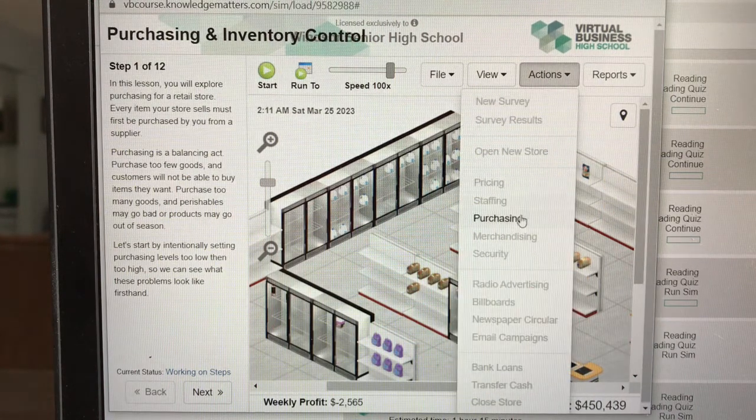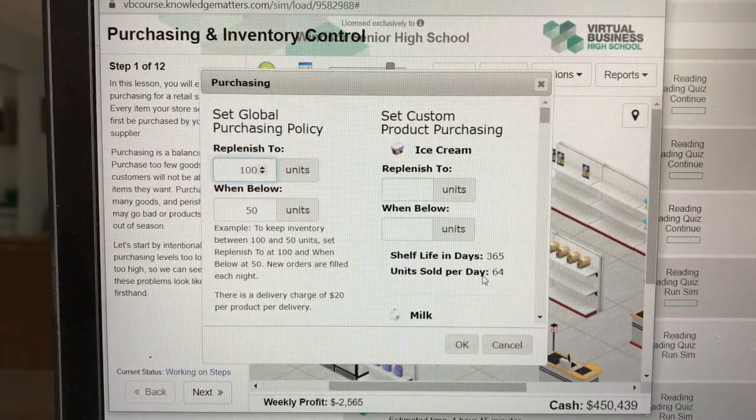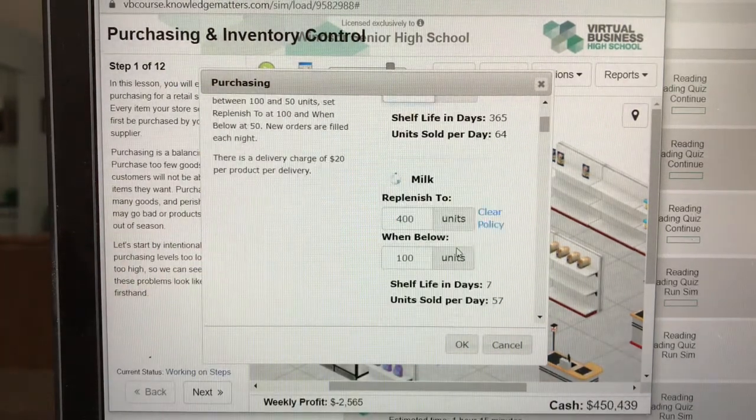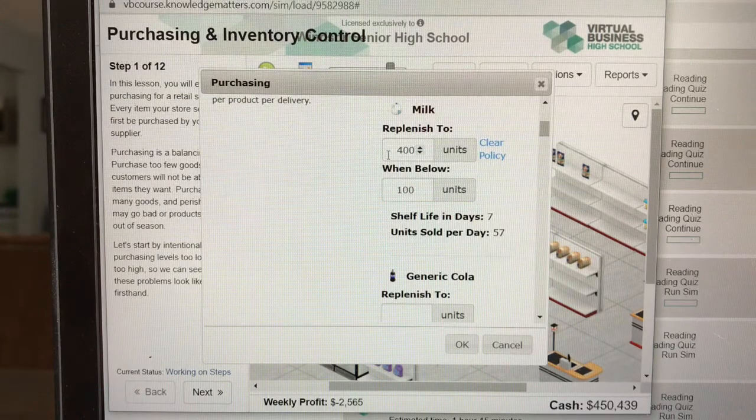If you go to actions and go to purchasing, look at these units sold per day. If I'm selling 64 units of ice cream a day, and I'm only ordering 100 units at a time, I'm having to reorder every other day. So that tells me right there, I need to jump up ice cream a little bit. So I'm going to order more ice cream, okay? Now milk, look, I'm only selling 57 units a day, so maybe I should order a little bit less. So I'm going to order 300 units when it falls below 100.